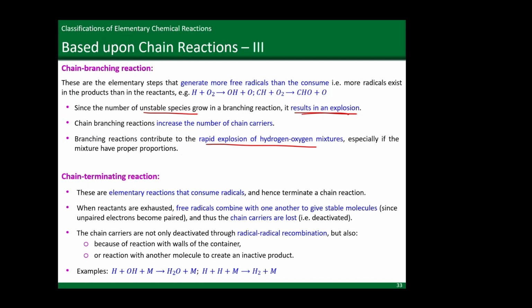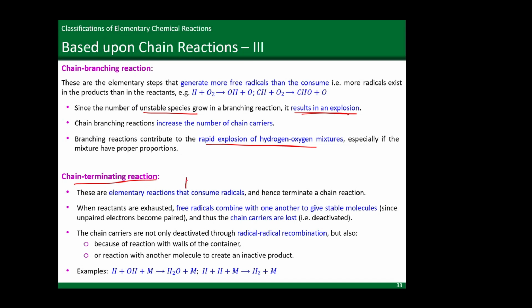Okay, if you have the fuel and the air in the right proportion. Example being the rapid explosion of hydrogen-oxygen mixtures or hydrogen-air mixtures. Okay, now having talked about chain branching, let's talk about the end of the chain reaction, which is the chain termination. All right.